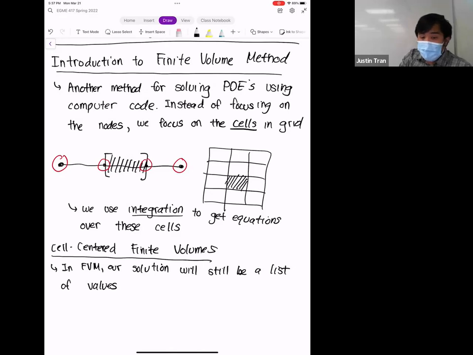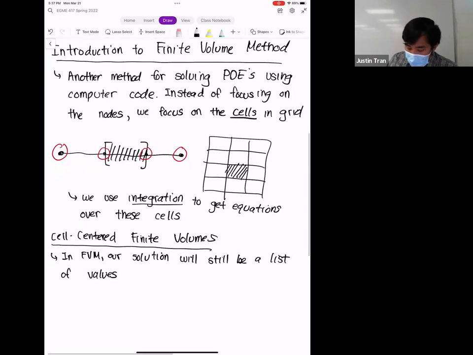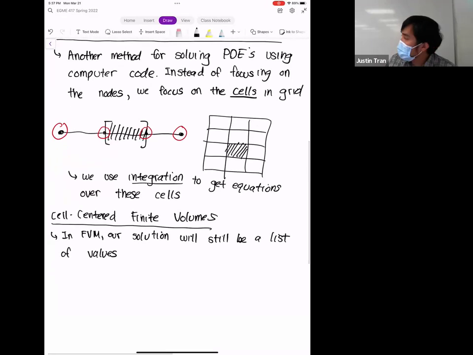We're still going to have a list of values, but their location is going to be slightly different. Instead of being located at the grid points of our mesh, the solutions that we solve for in finite volumes, you can physically think of them as being located in the center of our cells.